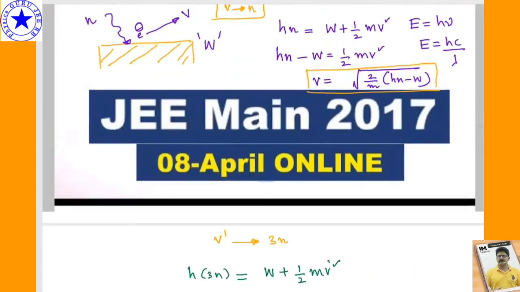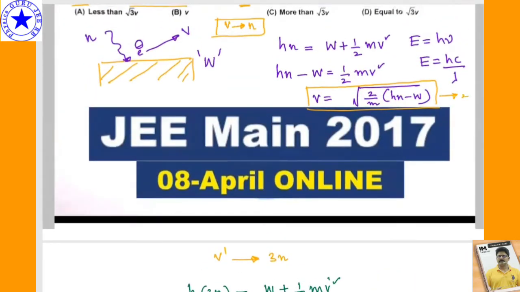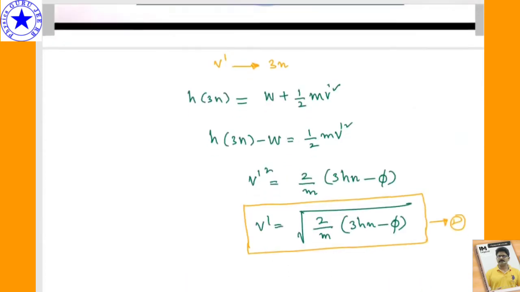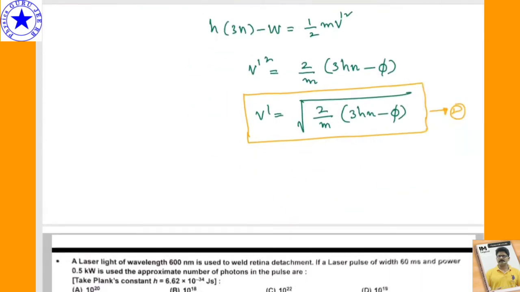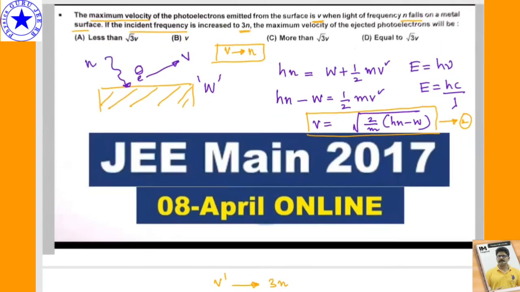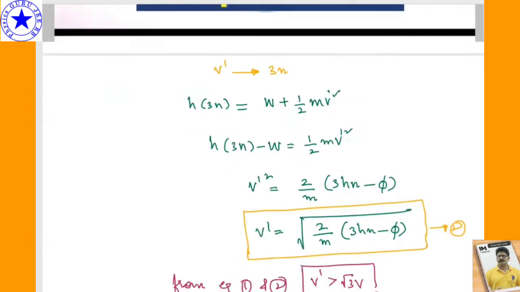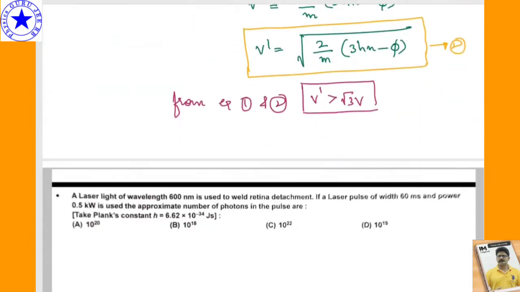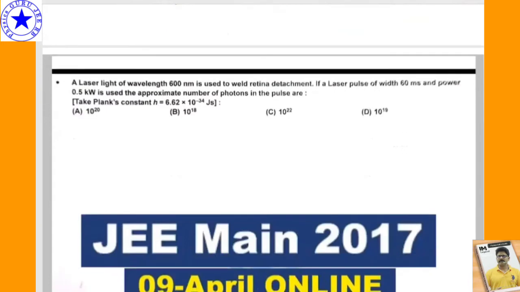When you compare equation 1 and equation 2, it is obvious that v dash is greater than root 3 into v. Hope it is clear. So the option is matching, you can check it out. It is option C, more than root 3, right? V dash is greater than root 3 v. Hope it is clear till this point.